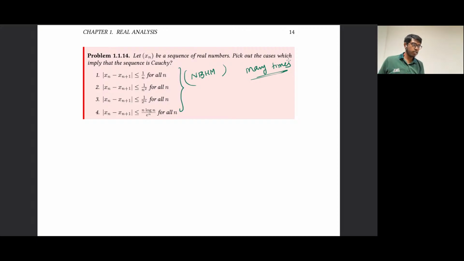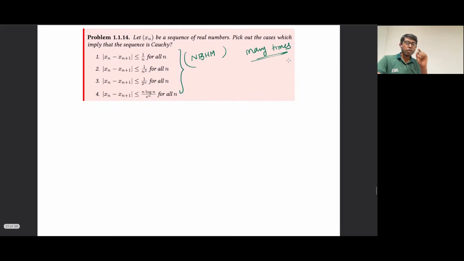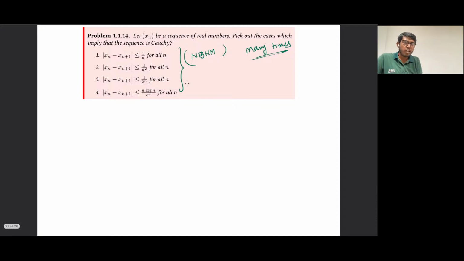Okay, so let's try. It's not a difficult problem. Because on the right-hand side we have some sequence, let's start with the general thing. If the difference xn minus xn plus 1 is less than or equal to some an, what is a Cauchy sequence?